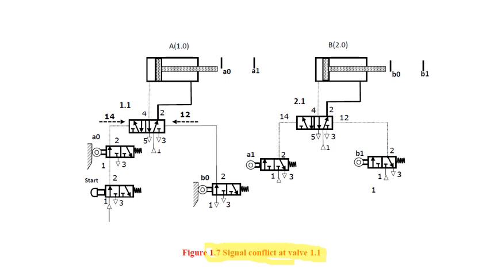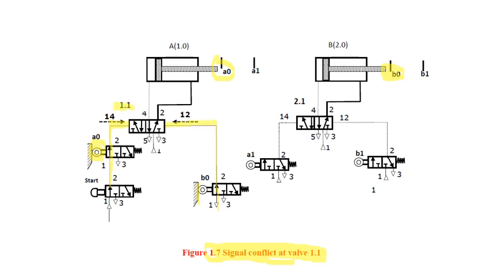So where is the signal conflict? As I said, in the initial condition, cylinder A is under the retract condition and its limit switch is on, the first position. The compressed air limit switch is on, right? In the same way, cylinder B is also under the retract condition, and limit switch B0 is also generating a signal. From there also compressed air will come into the memory valve 1.1.